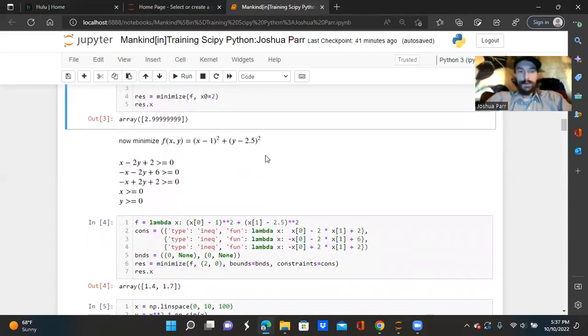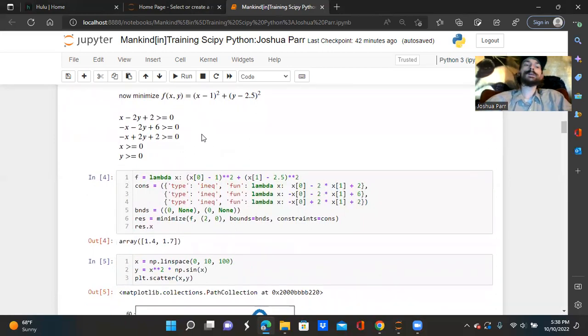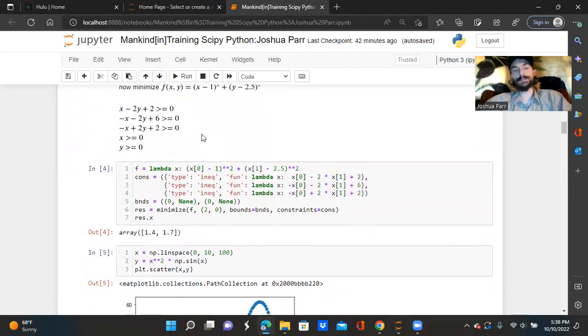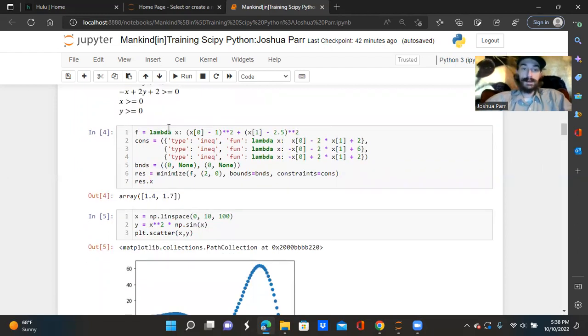Now, say we want to minimize f of x and y being equal to (x minus 1) squared plus (y minus 2.5) squared with the following bounds and inequalities: x minus 2y plus 2 being greater than or equal to 0, negative x minus negative 2y plus 6 being greater than or equal to 0, negative x plus 2y plus 2 being greater than or equal to 0, and both x and y being greater than or equal to 0. And this is how we're going to type this in.